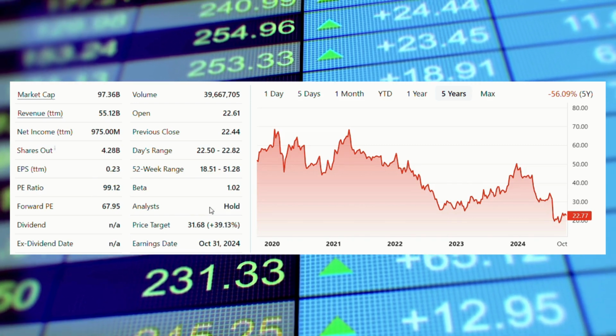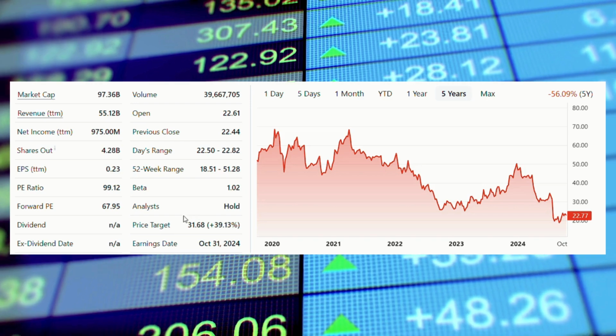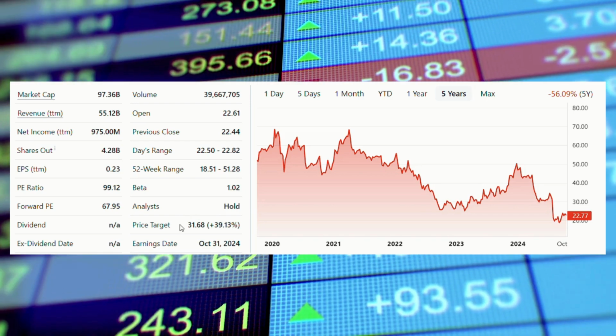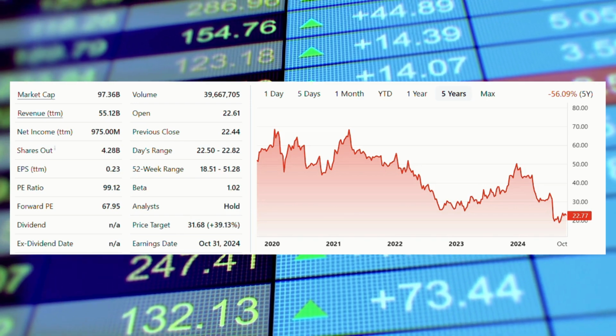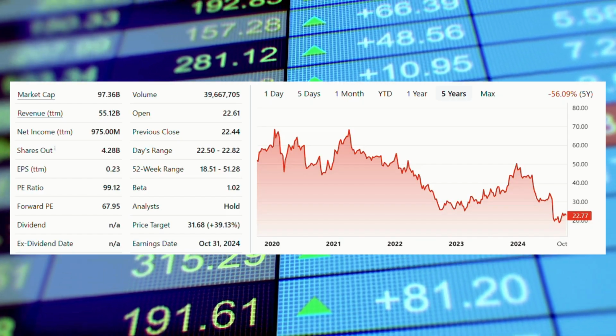With the overall consensus being a hold. On average, the analysts believe that the price target should be about $32. It is also predicted that their sales growth will start again next year.